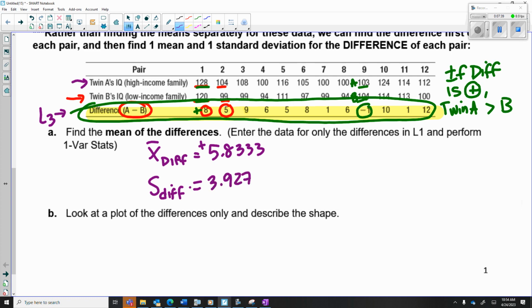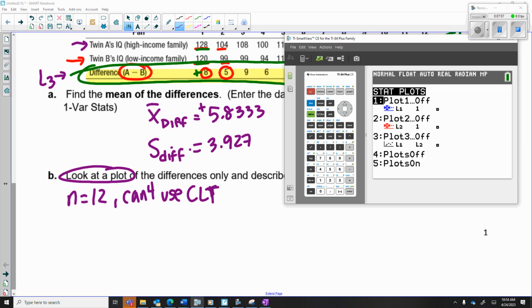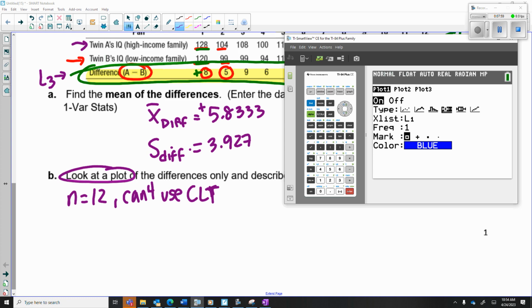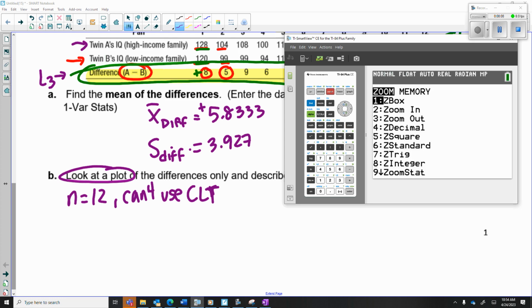Okay, so now I'm only going to look at the plot of the differences. Okay, so I have a sample of size 12, so I can't use the central limit theorem. Okay, so I have to plot the data, and I have to look at the plot to make sure there's no extreme outliers or skewness before I proceed. So I'm going to go to second y equals, hit enter on plot 1, hit enter on the word on. I'll choose this one, and I'm going to do second 3, L3. I'm going to make sure there's nothing in Y1 and zoom 9.